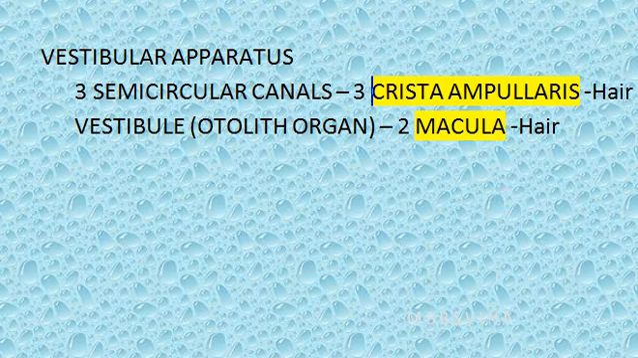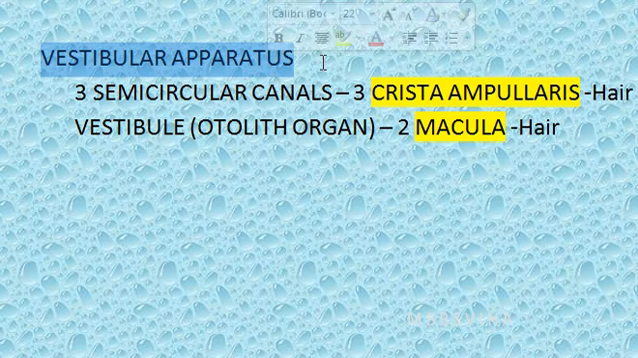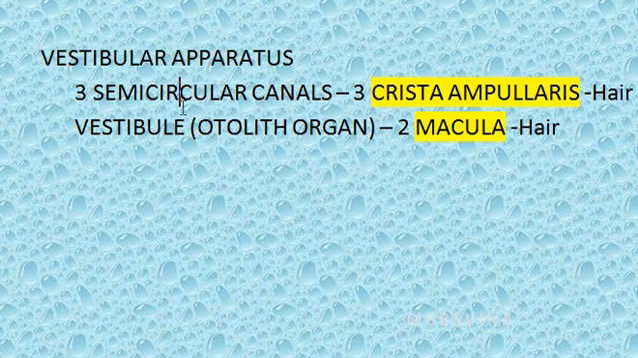So let's revise. See, the membranous labyrinth has the vestibular apparatus and cochlea. The vestibular apparatus has 3 semicircular canals and 1 vestibule. In the 3 semicircular canals, you have 3 crista ampullaris, right? It is the receptor organ. In the vestibule, you have macula as the receptor organ. There are type 1 and type 2 hair cells in both of these, okay?